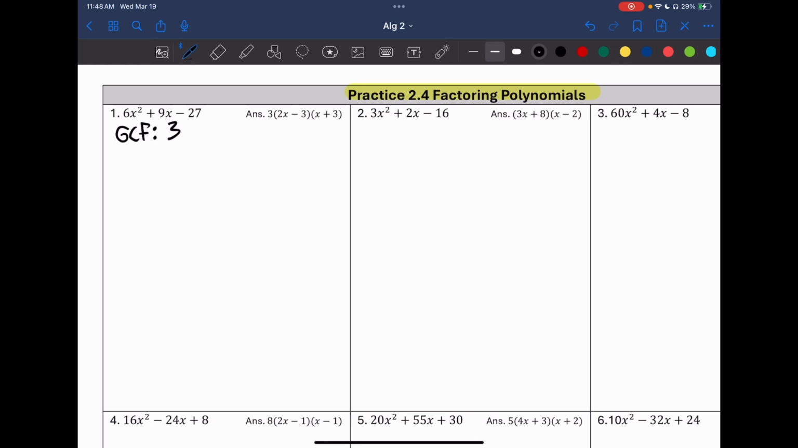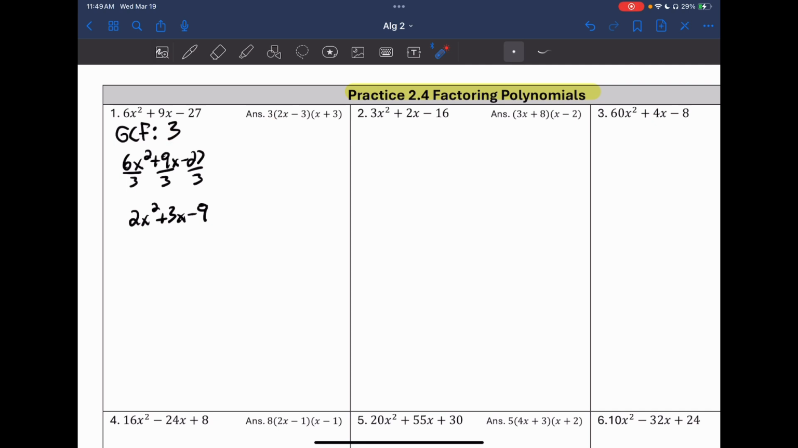So to find the expression we actually want to work with, and do 6x squared plus 9x minus 27, you want to divide each of these by the greatest common factor. Remember, the greatest common factor, that's the biggest number that goes evenly into each of these numbers. And so if we divide each of these by 3, we're going to get 2x squared plus 3x minus 9. And so this is going to be an easier expression to factor than this. We just need to remember to put the GCF back out in front at the end.